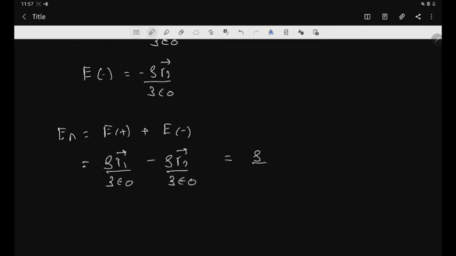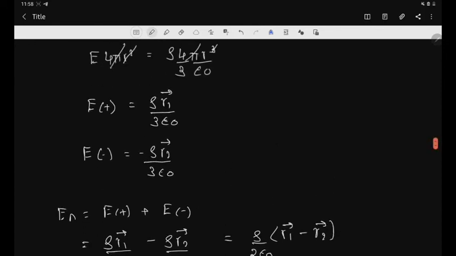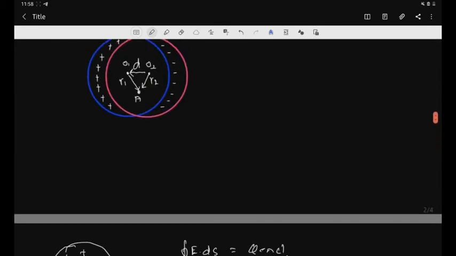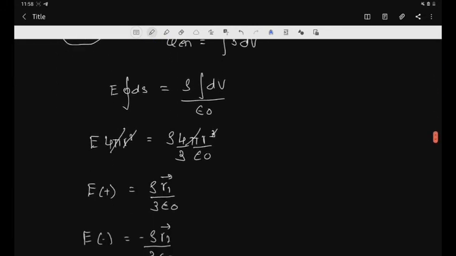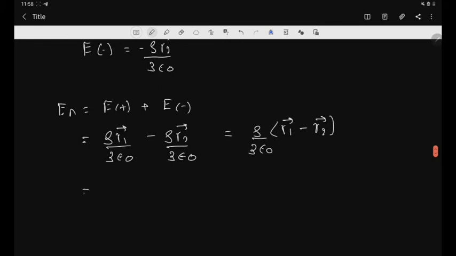So we can take rho and 3 epsilon naught as common, and we will get vector r1 minus vector r2. Now vector r1 minus vector r2, if you see in the diagram, is nothing but the d vector. Vector r1 minus vector r2 will give you this d vector, which is directed from O2 to O1. So we can replace r1 minus r2 by the d vector. So this will be the net electric field.